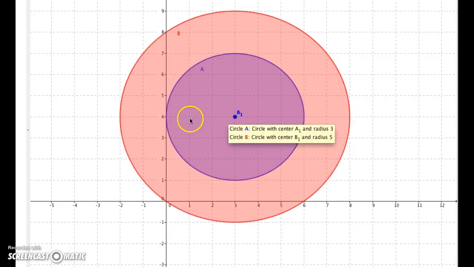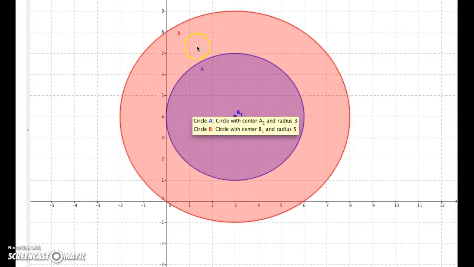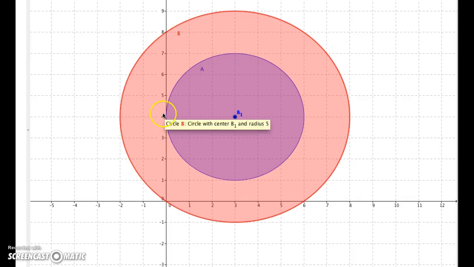The next thing I need to do is dilate circle A to make it the same size as circle B. Now, what do you guys think the dilation factor is going to be? Remember, the dilation or the scale factor is the ratio of the radii. So remember, the radius for the bigger circle was 5 and the smaller circle was 3. So that means our dilation factor or our scale factor is going to be 5/3.